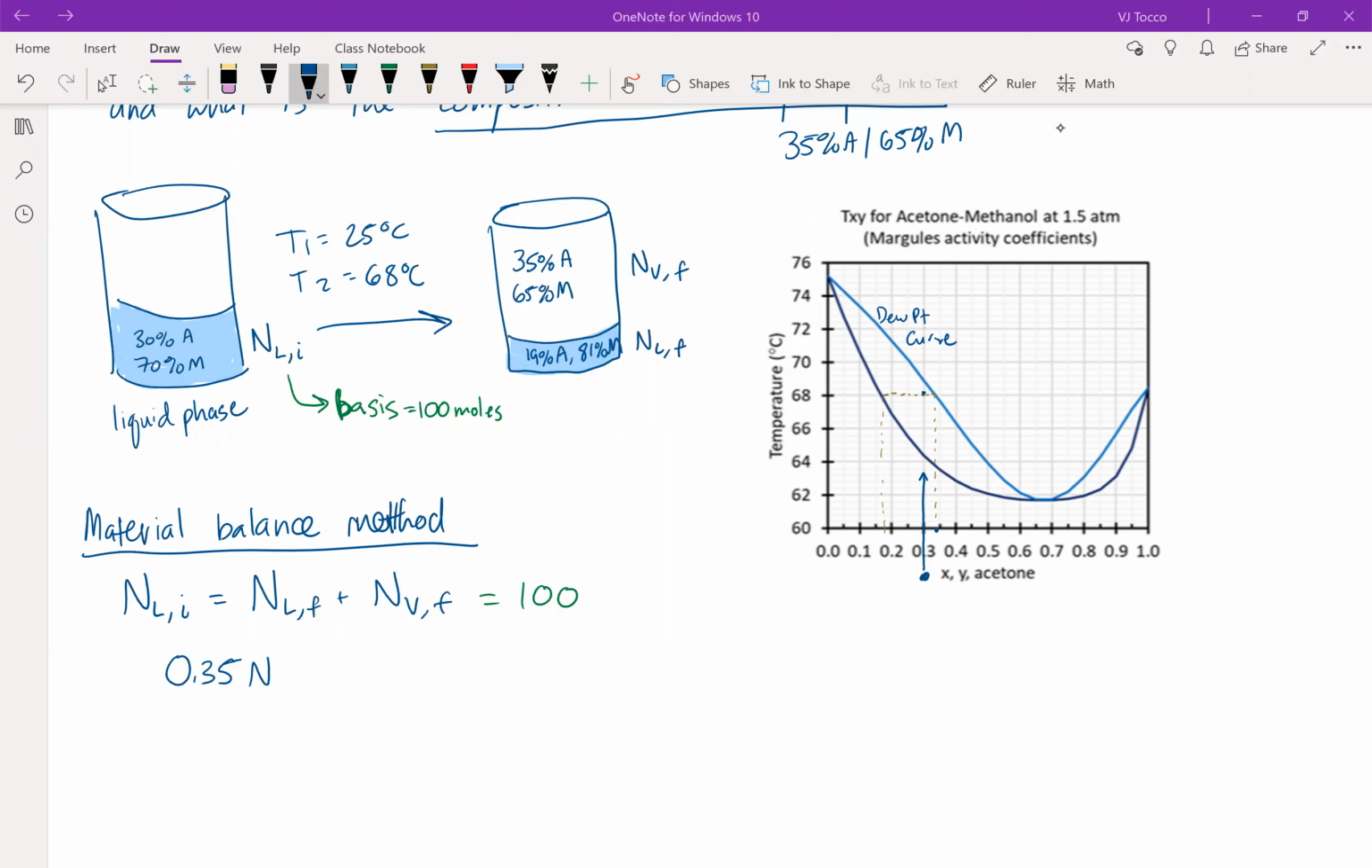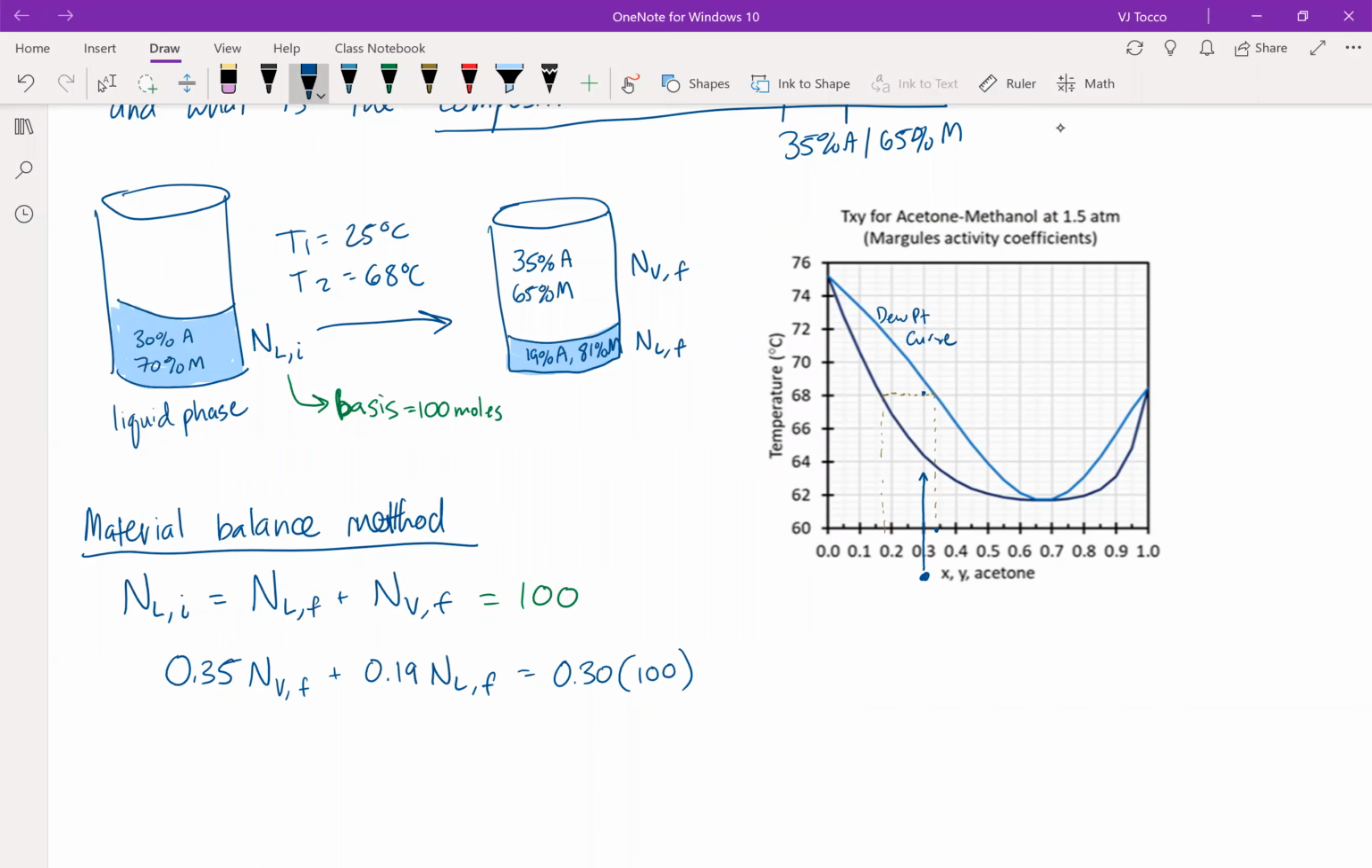I need to do a material balance on acetone. So 35% is my mole fraction of acetone in the vapor phase. So that's 0.35 NV final plus 0.19 NL final, and I know that must be equal to whatever I had initially. So my initial composition of acetone was 0.30 times 100.